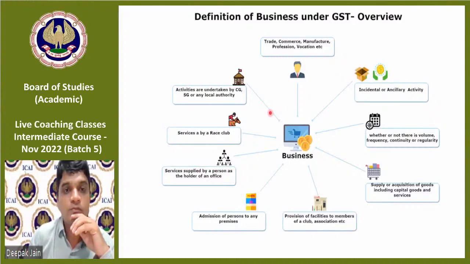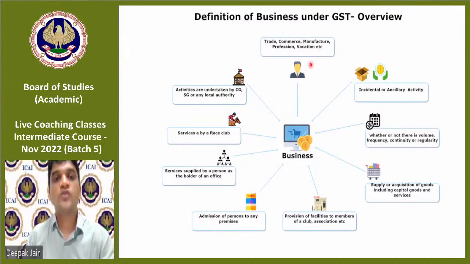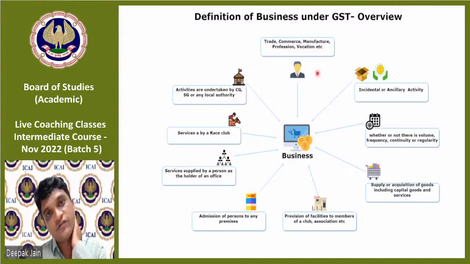Now, what does the definition of business say? Business includes trade, commerce, manufacture, profession, vocation, etc. So it includes everything. Yes, profession is included, manufacturing is included, any kind of trading activities, any kind of commercial transactions, any kind of vocation.